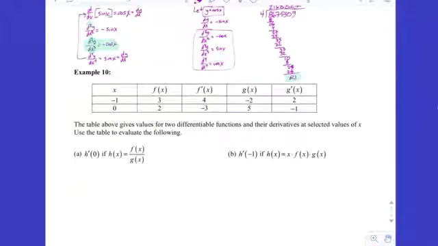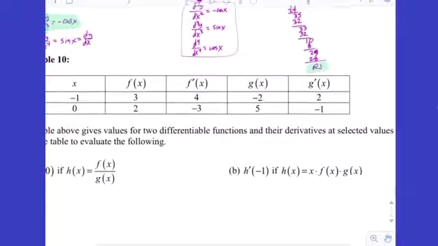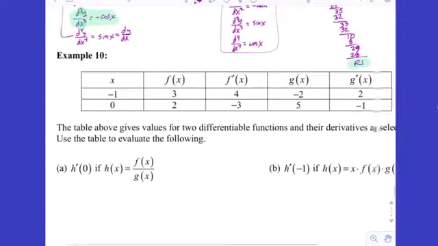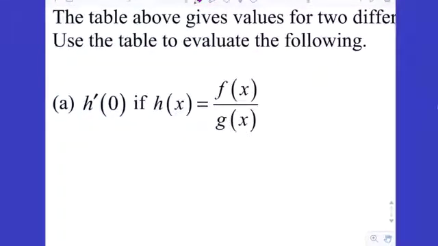Very good. Example 10. Here's a nifty way to ask you questions. College Board loves to do this too. They give you a dearth of information about some functions, f and g, but they give you enough to answer the questions they ask you about. In this case, we have a table of values. We have values of f, f prime, and g prime for two selected values of x. And based upon that, we can answer the following questions.